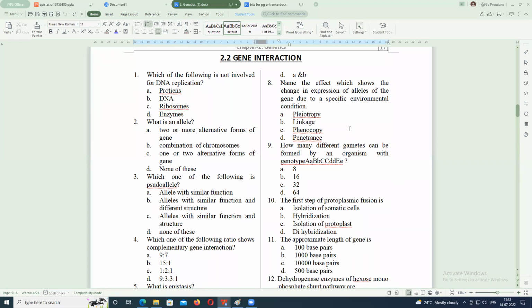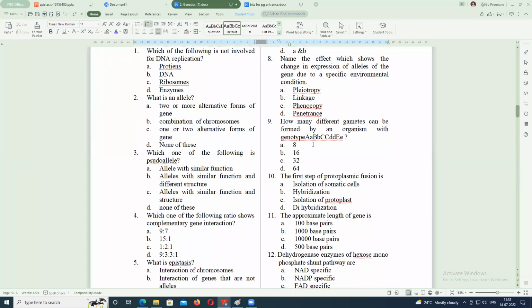Okay. Next, how many different gametes can be formed by an organism with this genotype? Just see and tell me. How many types of gametes will there be? Whenever such a question is given, what you have to do is count the number of heterozygous genes. 8, ma'am. Answer is A, correct.